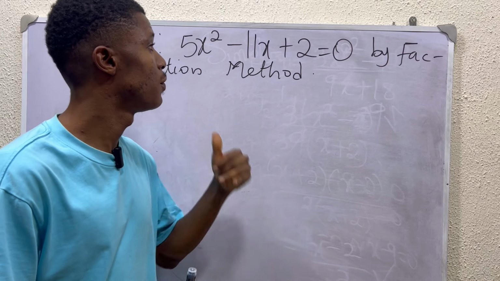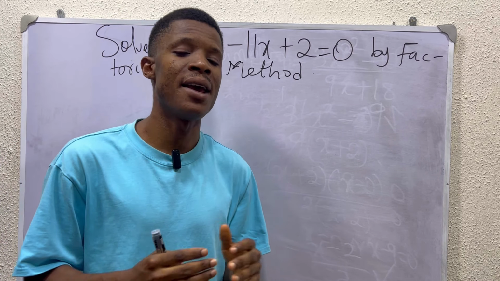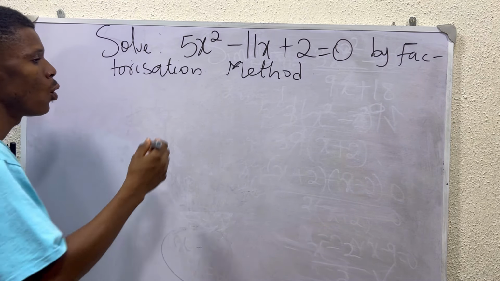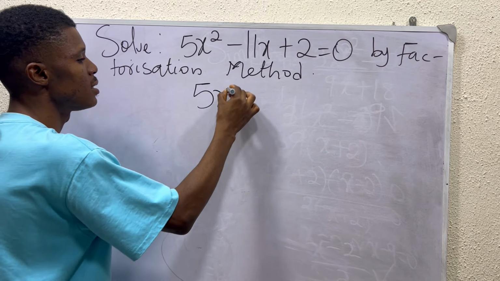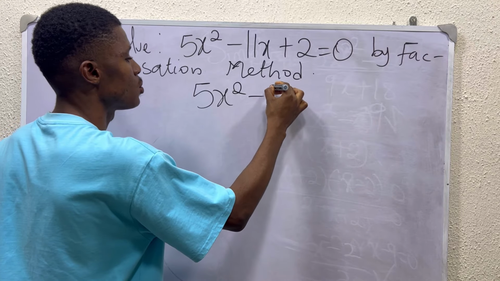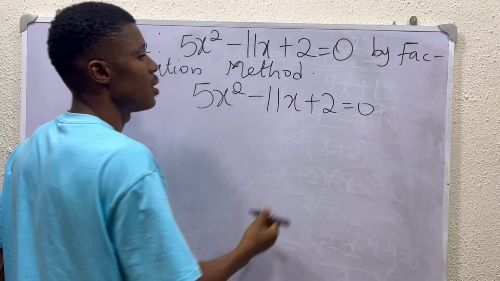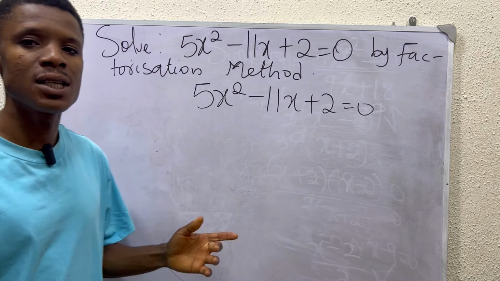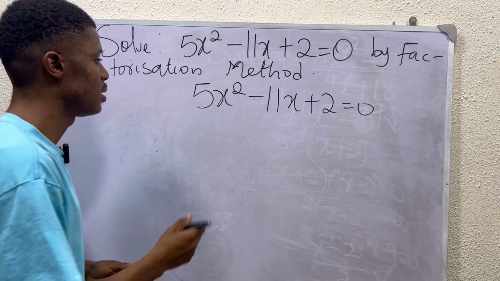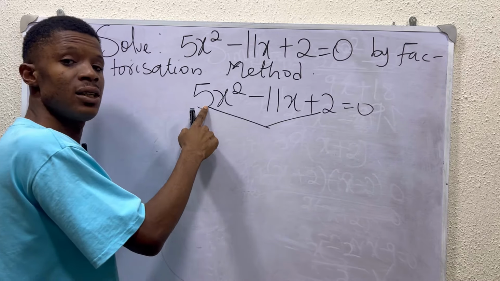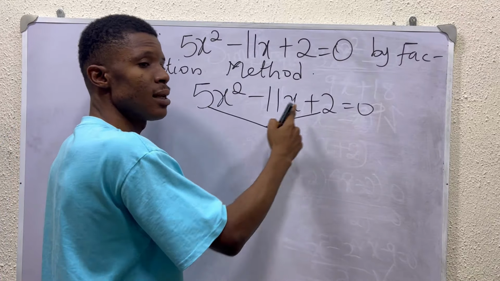Can you solve this quadratic equation by factorization method? To solve a quadratic equation where the leading coefficient is more than 1, we have 5x squared minus 11x plus 2 is equals to 0. To solve it, the first thing you have to do is to multiply the leading coefficient to the last term. You have the leading coefficient to be 5 and the last term to be 2.